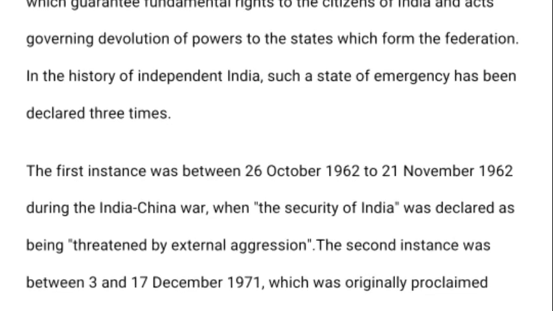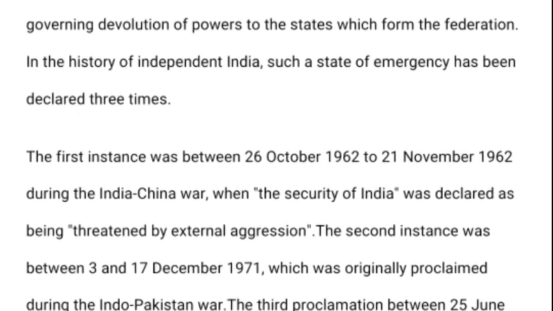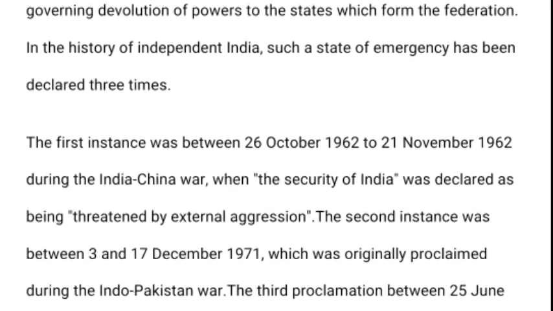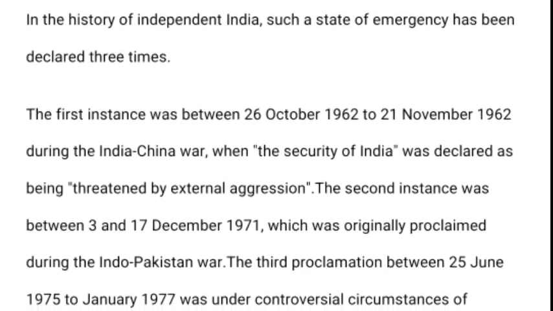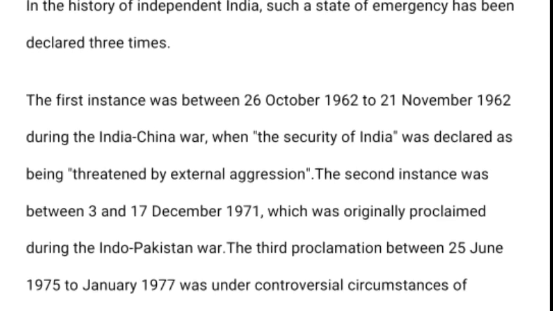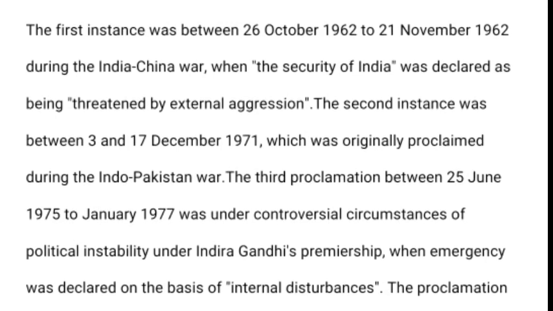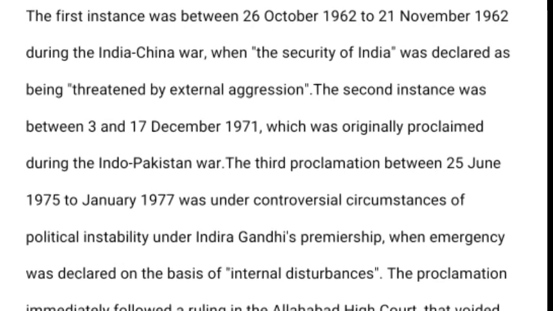In the history of independent India, such a state of emergency has been declared 3 times. The first instance was between 26 October 1962 to 21 November 1962 during the India-China War, when the security of India was declared as being threatened by external aggression. The second instance was between 3 and 17 December 1971, which was originally proclaimed during the Indo-Pakistan War.